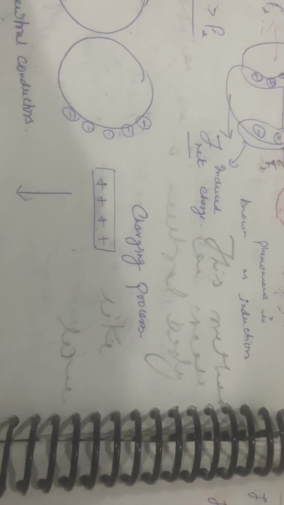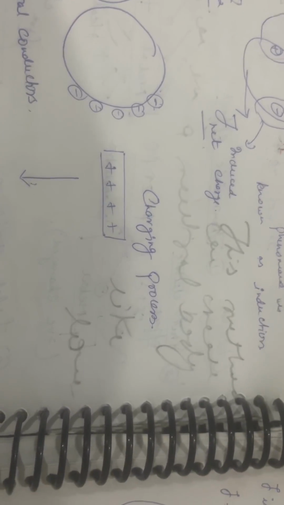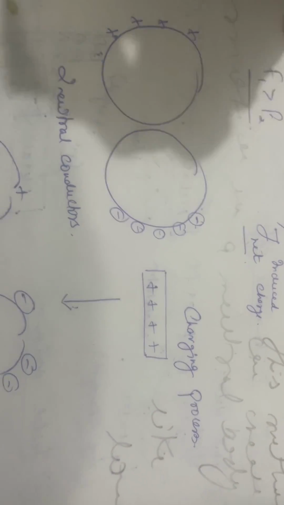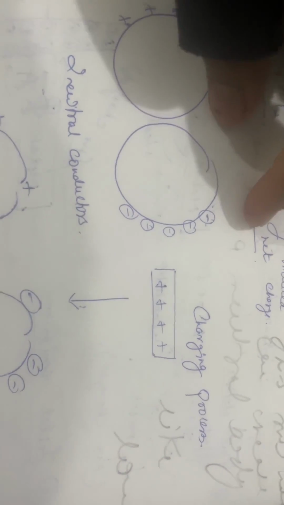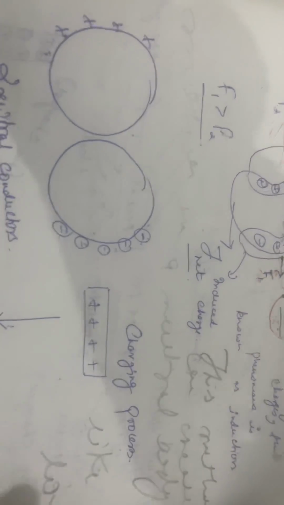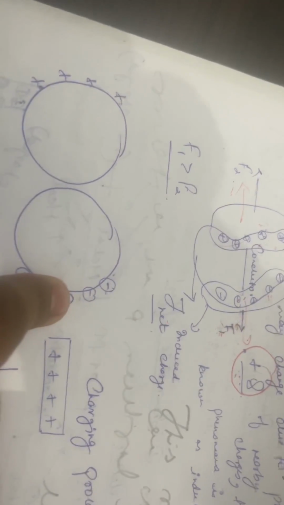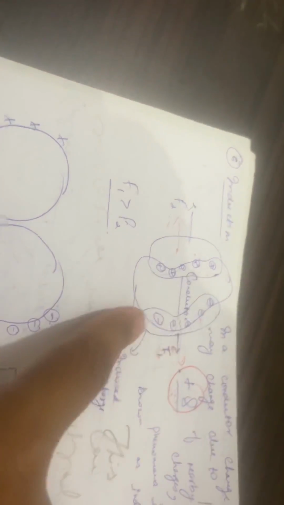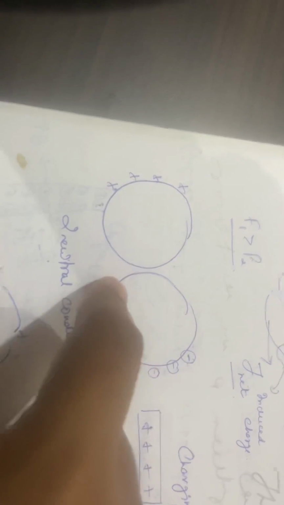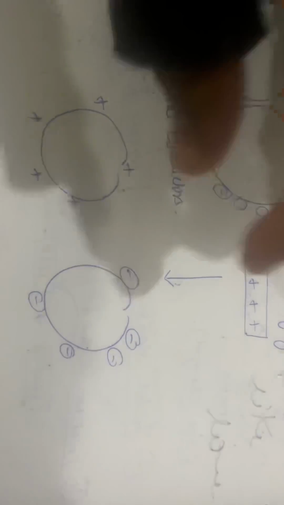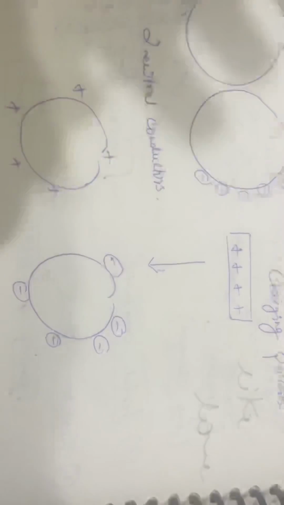Another method is like this: two neutral conductors are here and a charge is placed here. So one side becomes positive and one side negative. This is similar to induction, but these are two separate neutral conductors. Now we will separate them, and these two will become separate, hence this will gain positive charge and this will gain negative charge.